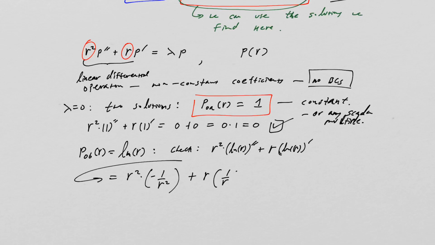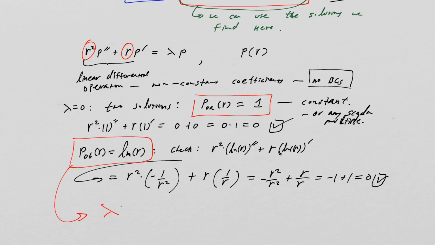Now it's going to be 1 over r here for my natural log derivative, and we're going to find out we get r squared times negative 1 over r squared plus r times 1 over r, and that's going to be negative 1 plus 1, which is equal to 0. Okay, so that checks out too. All right, so we can box those up, and these are both associated with lambda equals 0. So we'll call that the lambda 0 equals 0 eigenvector. So we're going to find out that for all of the eigenvalues, we're going to find more than one answer.